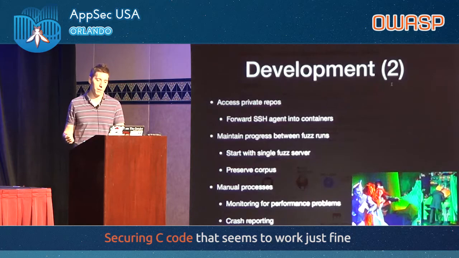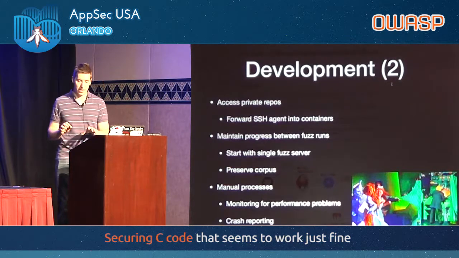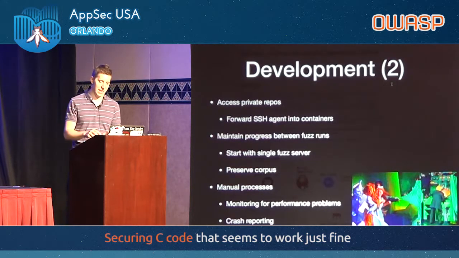We ran into a few problems, though. The three main problems were that we needed to access private repos, we needed to maintain progress between the fuzz runs, and then we also knew that we weren't going to have as much automation as the OSS Fuzz team did. And so we addressed these in an intuitive fashion. Because we are still running this thing manually, we knew that we could just forward an SSH agent in, just like you would if you were cloning a private repo as a developer. So we did that. We hacked the OSS Fuzz code base to maintain progress between fuzz runs.